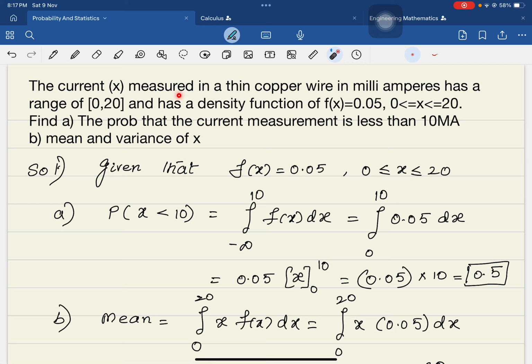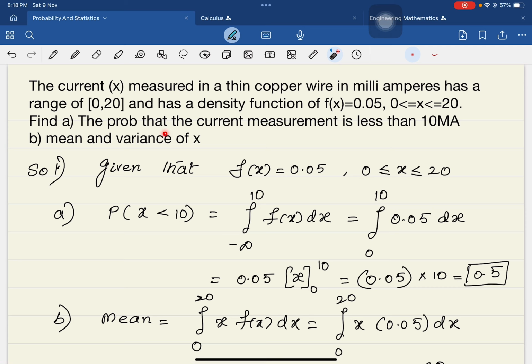The current measured in a thin copper wire in milliamperes has a range of 0 to 20, and it has a density function f of x equal to 0.05, for x between 0 and 20. So what is the function f of x? It is 0.05. And which variable is this function explaining? Your x is the current measured in a thin copper wire. So it is very clear that current is measured, which means it is a continuous random variable. The function is f of x equal to 0.05, and x lies between 0 and 20.